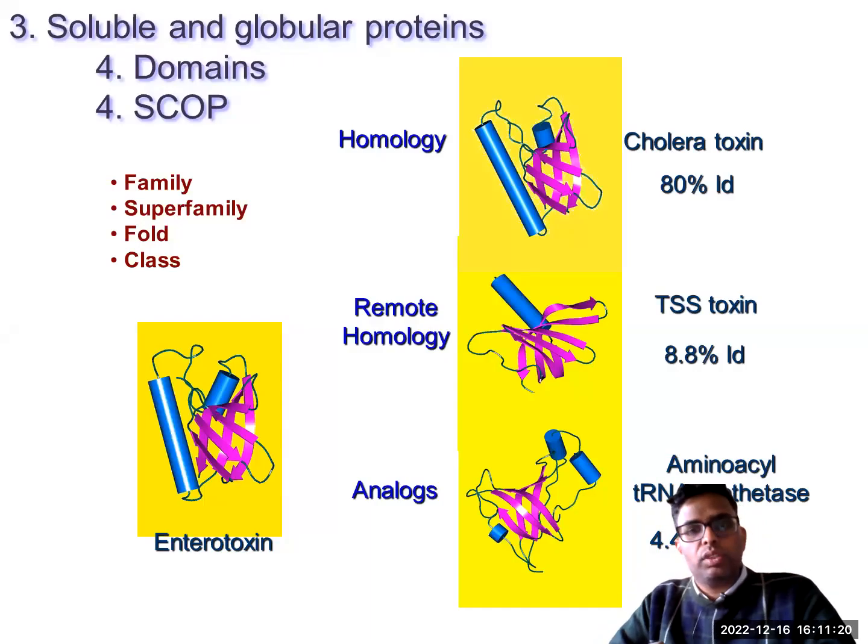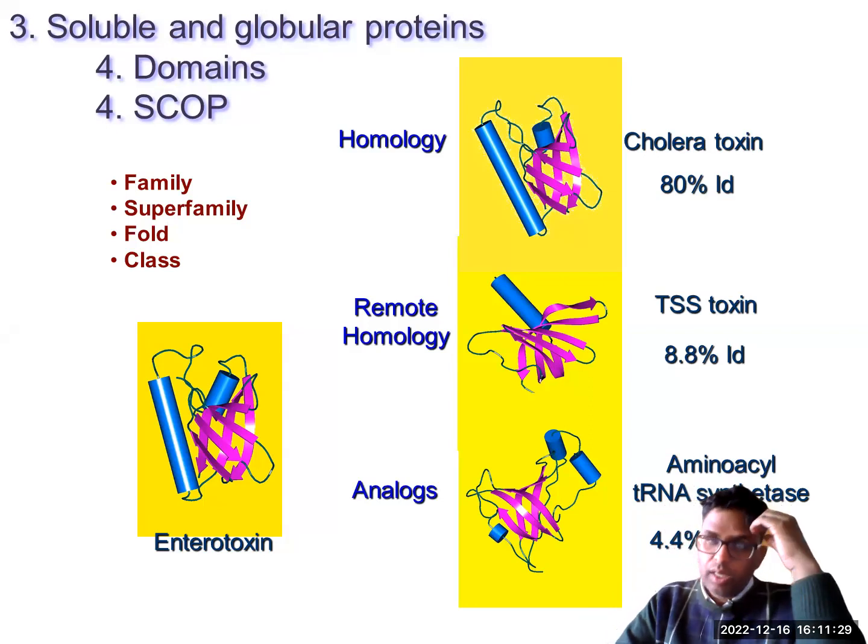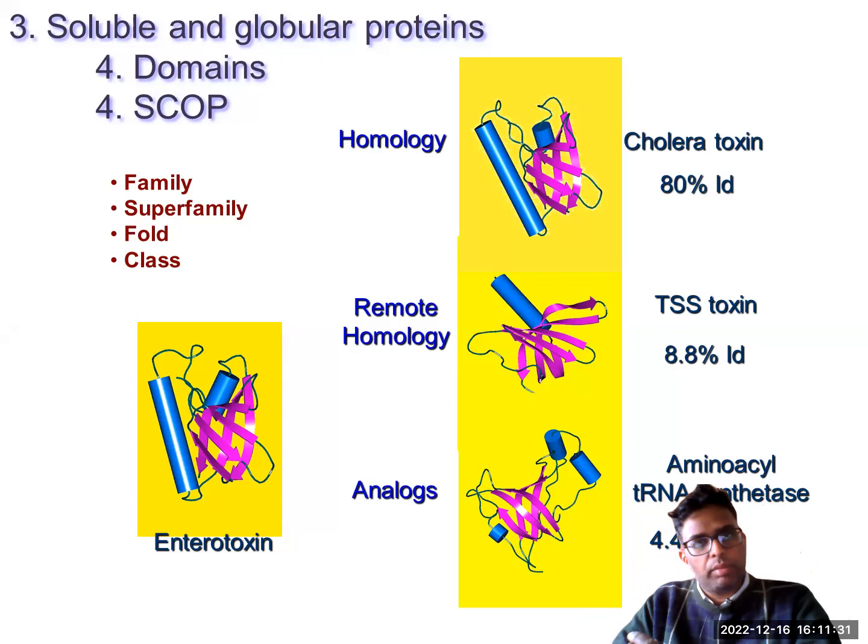Hello everyone. This is the fifth tutorial, an in silico tutorial related to protein structure analysis for beginners. In the fourth one, I described detailed information about the structure-function relationship. Here, enterotoxin is an example, which has high homology, around 80% identity, with colotoxin as shown.